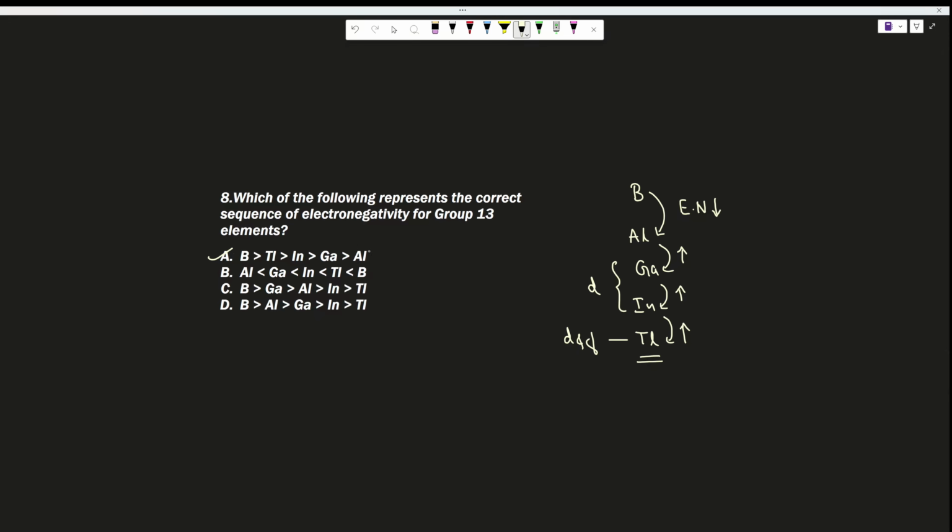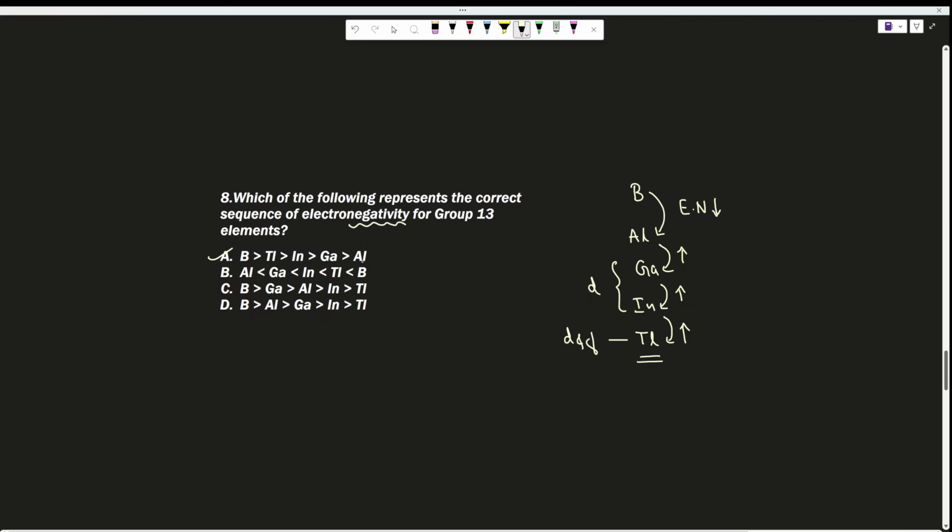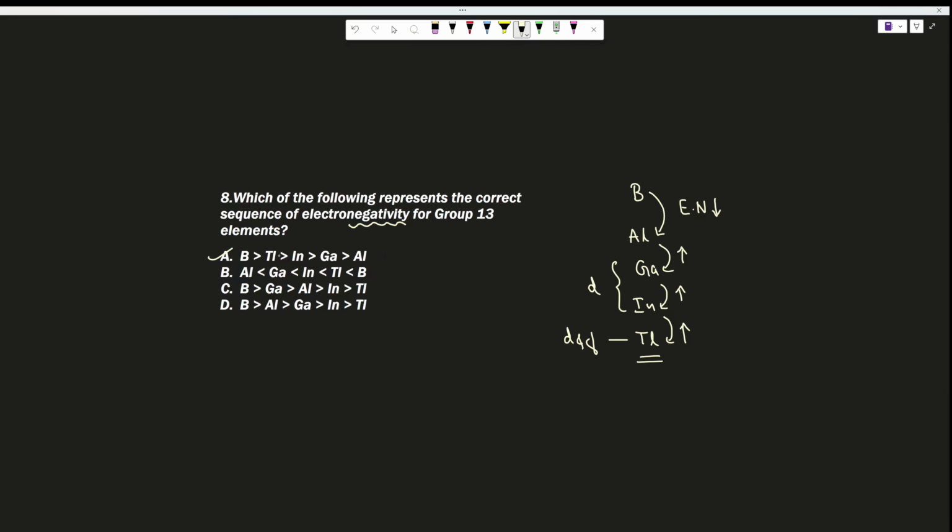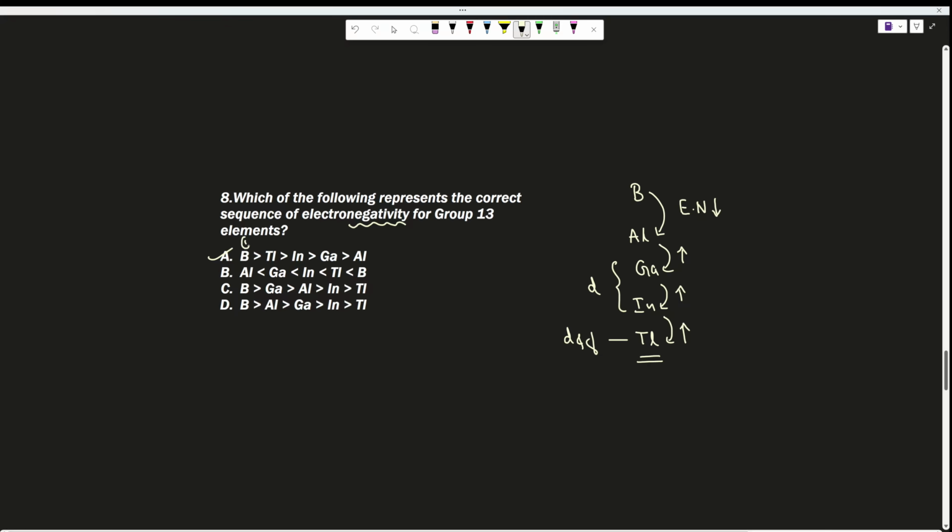Aluminium, being metallic, electronegativity will be least. Just you can remember it that way. So you can go in this order. See, first you are writing boron here, highest. Next, aluminium. So go in this reverse order, like this.